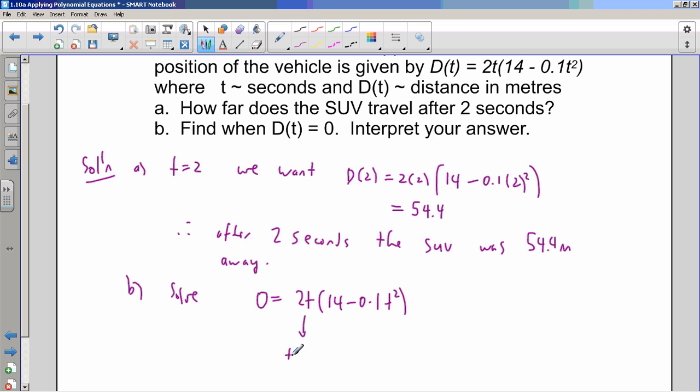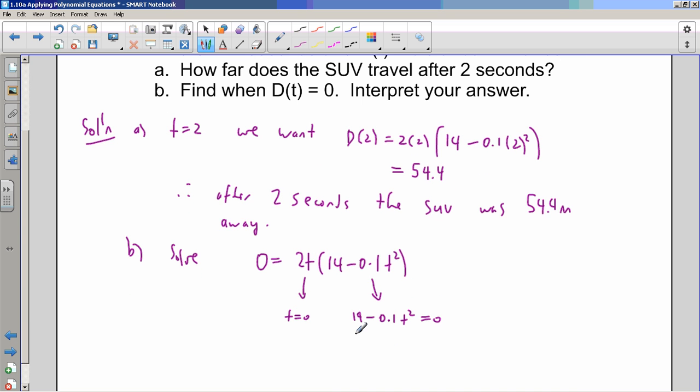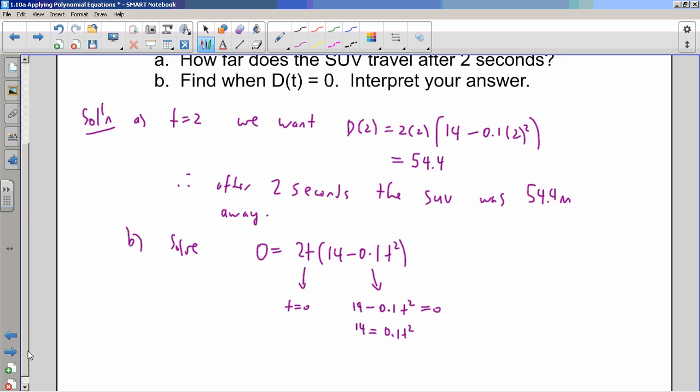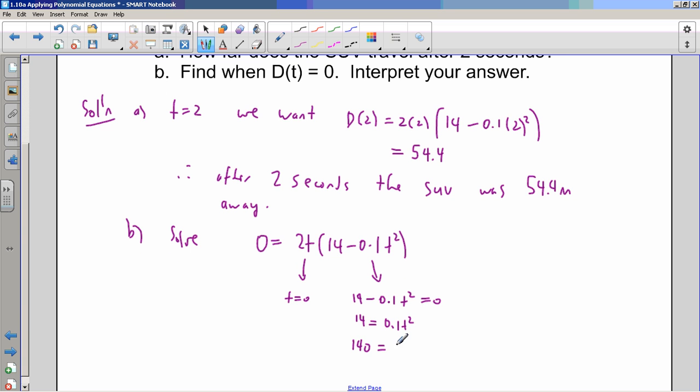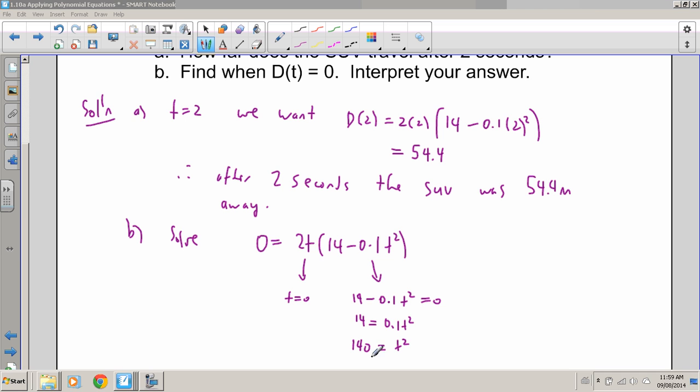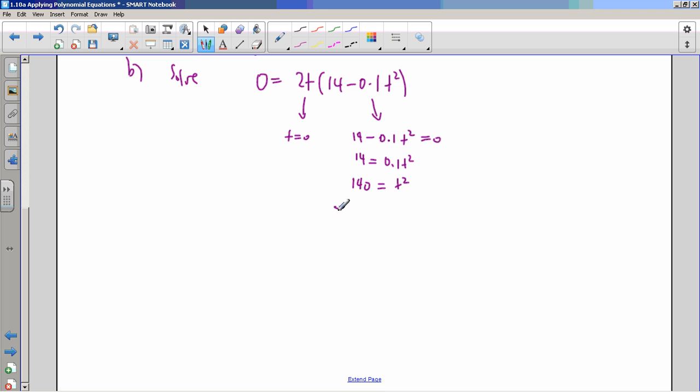I can see here this gives me the answer t equals 0, and this gives me a second equation that has decimals in it, so I'm kind of worried about that. When is that equal to 0? Well, I can just solve that because there's only one t squared. I don't have to factor it at all. I can just isolate the variable, divide by 0.1, and then square root, right? Remember, I have to be careful when I take the square root because I get positive and negative numbers. Positive and negative square root of 140 is about 11.83.